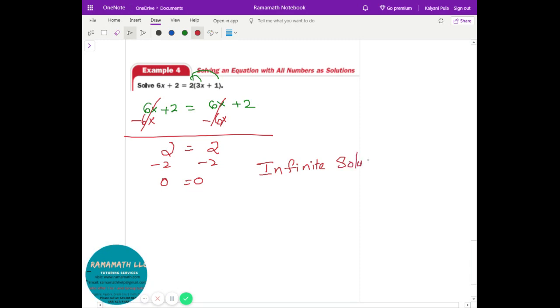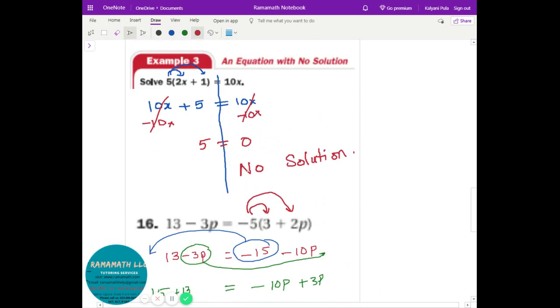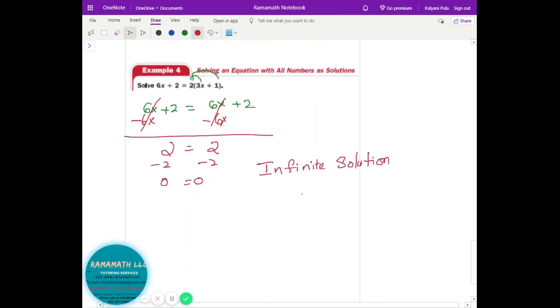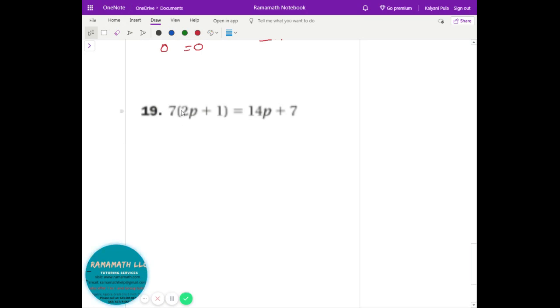Infinite solutions. Whenever you have 0 equals 0 or the same expressions on both sides, you write infinite solutions. But if it's a different question like 5 equals 0, no, then no solution. And in this case, it's infinite solutions. Those are the important conditions in math: no solution, infinite solutions, and one solution. You're going to see this every time. Once you distribute here, you get 14p plus 7 and 14p plus 7. So it's infinite solutions.